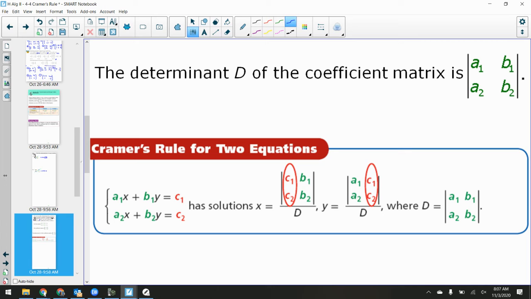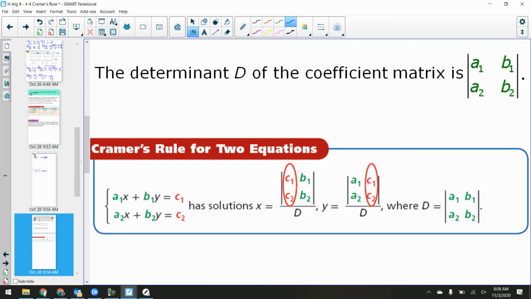Now, Cramer's rule for a 2x2. Notice the setup. They both have to be in standard form: x, y, then constant. So the system has solutions. X equals, now take a look at what's happening here. I've got a determinant on top as noted by the vertical lines. Now, what's in that determinant? For x, I take the coefficients of the y's, but as for the coefficients of the x's, I replace those with the constants. And then I divide it by D, which I'll talk about in a second.